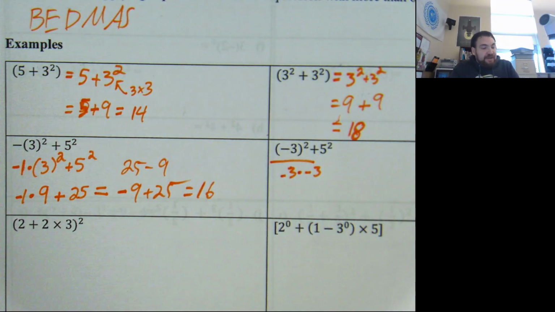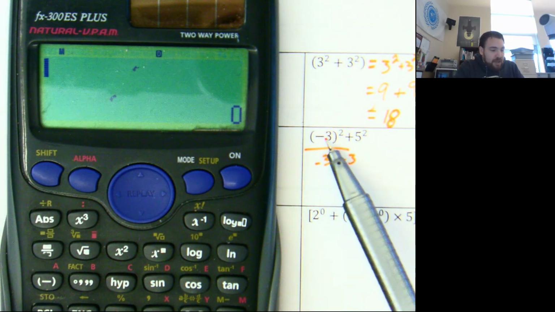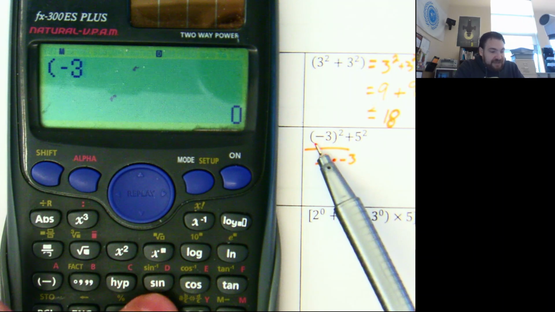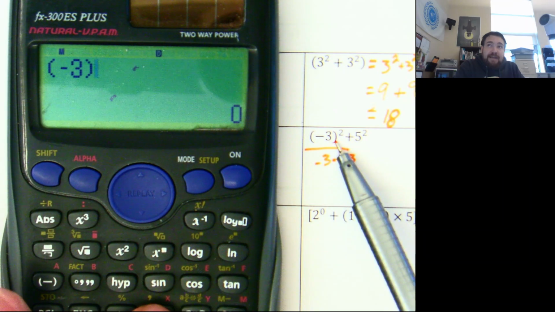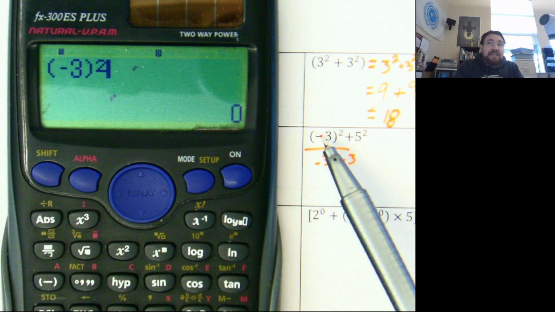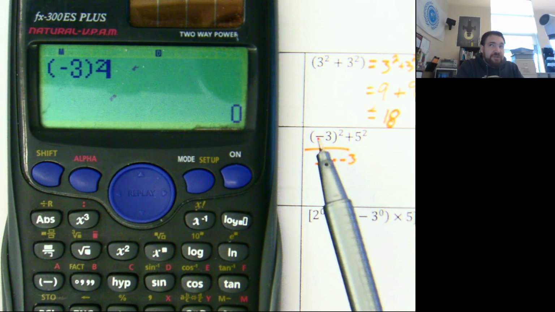Now, if you punch this into a calculator, you need to punch it in exactly as it's written. So you have to put the bracket first, then the negative 3, then the closing bracket, and now we're going to square that thing. If you're going to use a calculator, you have to write it out exactly as it's written, otherwise your calculator is going to do something different.